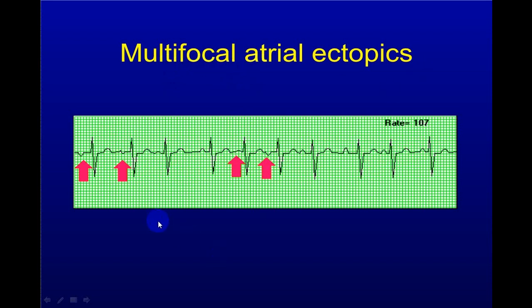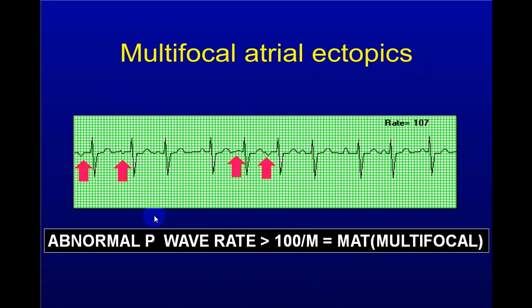And this is a very common finding which you can see in a person with digoxin toxicity and a person with lung disorders like COPD. So do keep it in mind. And if the rate becomes faster, all P waves are abnormal. And if the rate is faster, then we call that a multifocal atrial tachycardia.